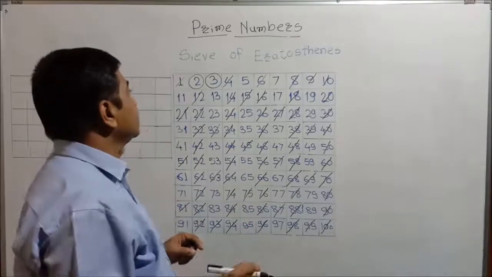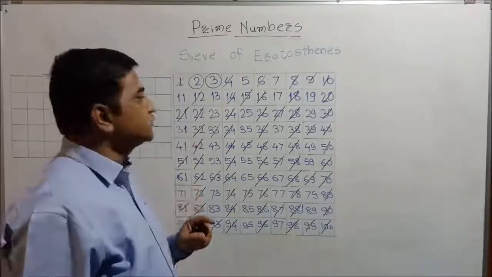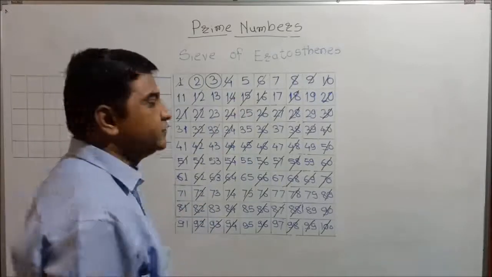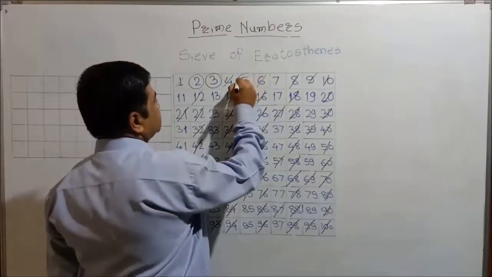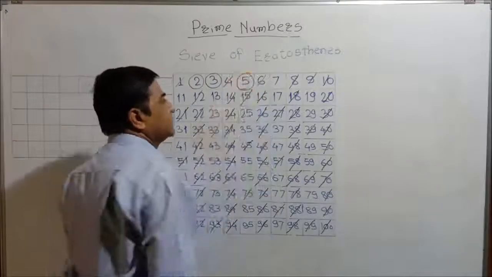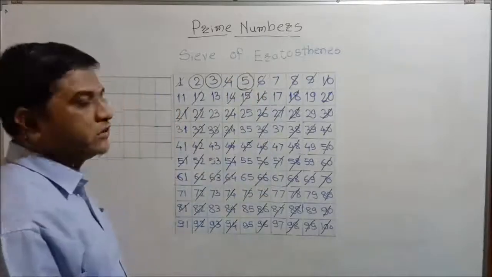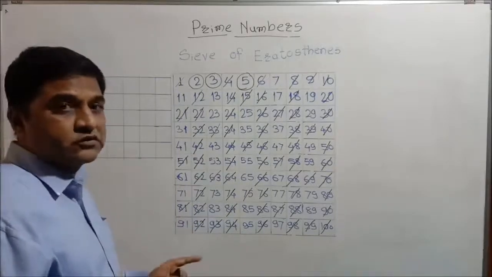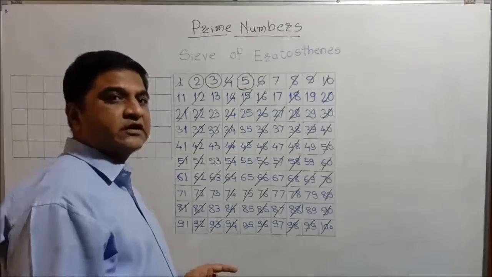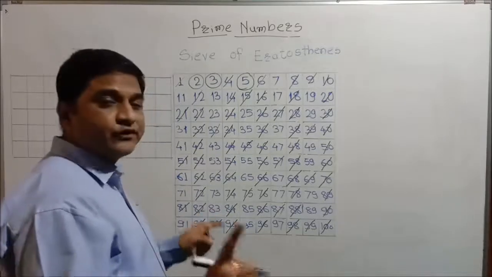Now, 4 is already crossed, so 4 is not a prime number, it's a composite number. Next we are having 5, which is the next prime number, so we are going to circle it. So the next prime number is 5. Now we are going to cut all the multiples of 5 because they will not be prime numbers now. They are composite from 5.